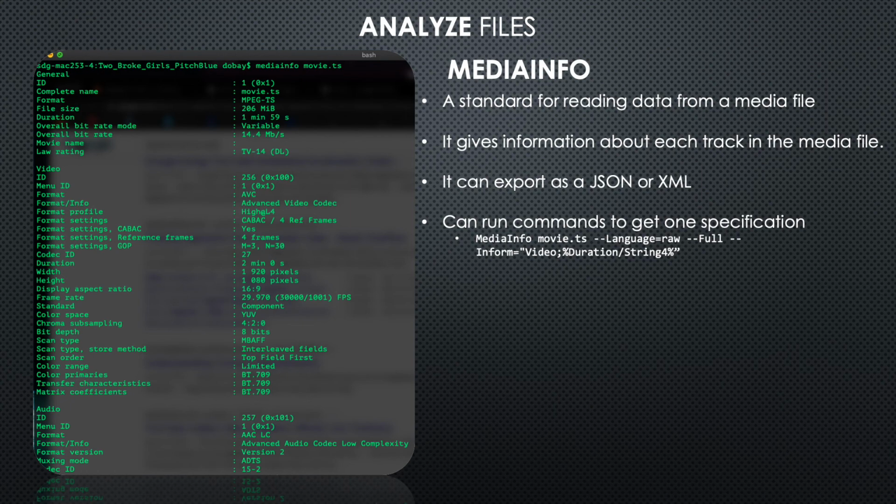The first tool that you want to look at, I know a lot of people know this, so I'm kind of preaching to the choir, is MediaInfo. MediaInfo is kind of a standard for reading data from a media file itself. It's going to give you information about each track of the media file. It can also export the data as a JSON or an XML. I have an example here of a command. You could basically run a command and only get, for instance, the video duration. So you could say run MediaInfo and then show me the duration of the video only.